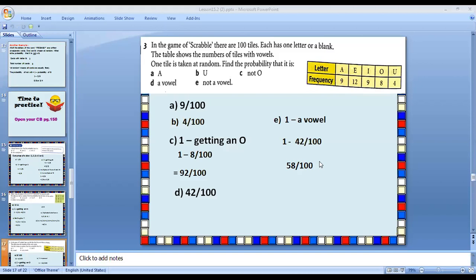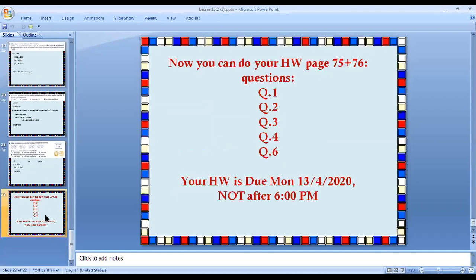Teacher, when was the homework due, the time to give it to you? It was due yesterday. It's written in the slides. No, because in class you said we could do it on Tuesday because we're going to continue the class. No, I didn't say that. It's due Monday, not after 6 p.m. Okay, Tamara. And Zaina, what?